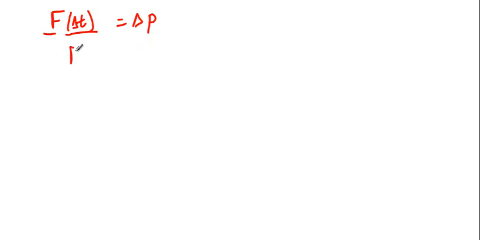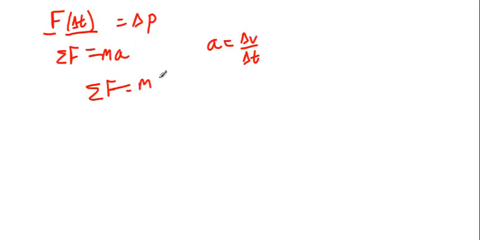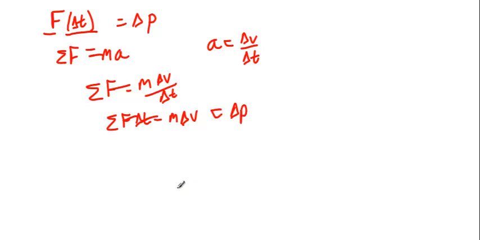Now, that's just Newton's second law. Net force equals mass times acceleration, and acceleration is really just change in velocity over change in time, right? So if I replace that in this equation, I have net force equals mass times delta V over delta T, and if I multiply both sides by delta T, then net force times delta T equals mass times change in velocity, and that is change in momentum. Alright, so enough of that.